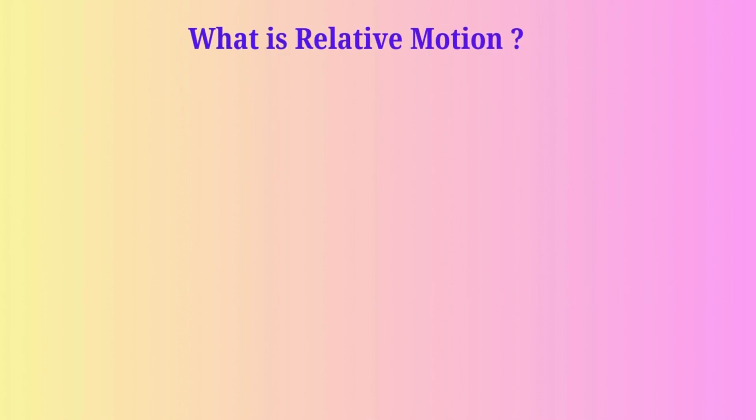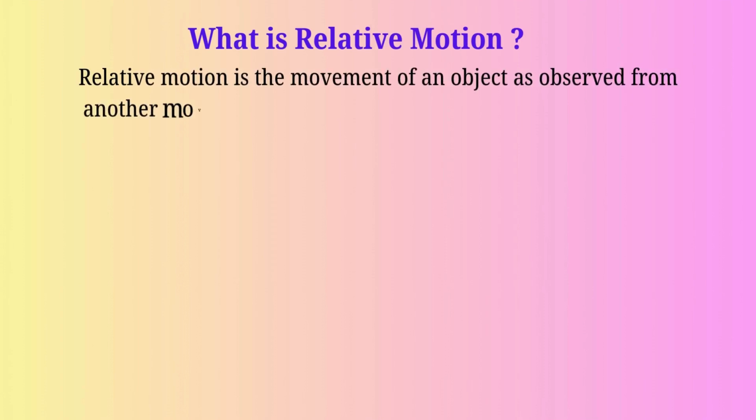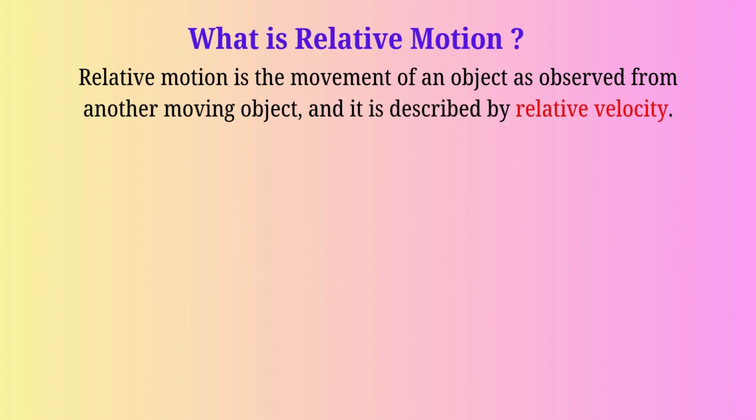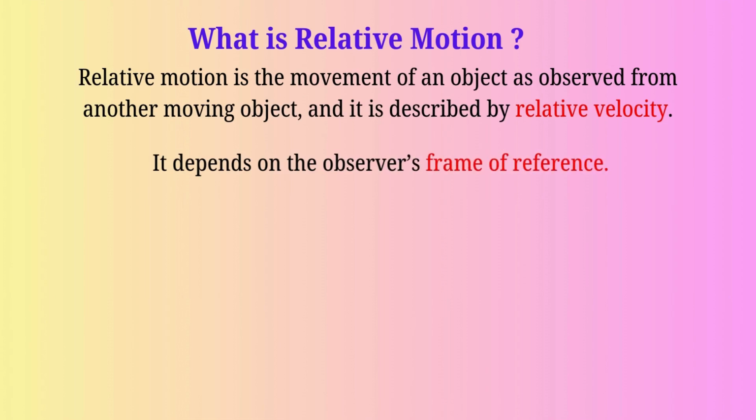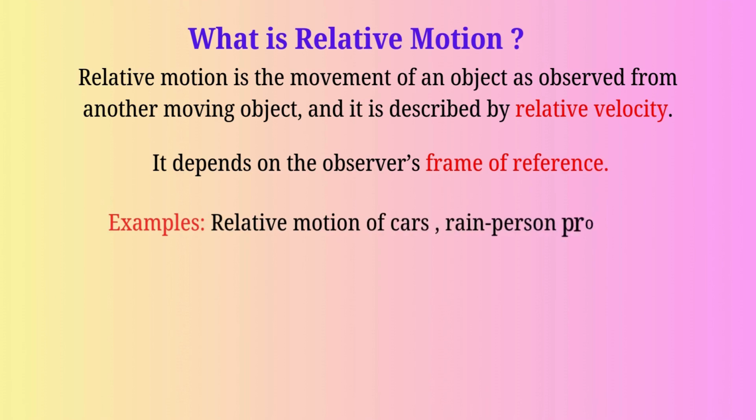Now, what is relative motion? Relative motion is the movement of an object as observed from another moving object, and it is described by relative velocity. It depends on the observer's frame of reference. For example, relative motion of cars and the rain-person problem.